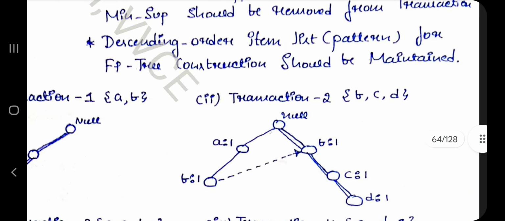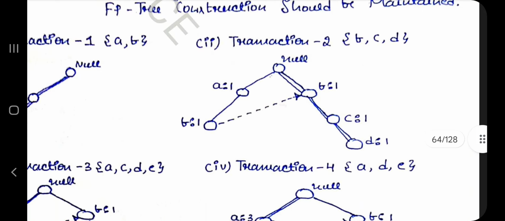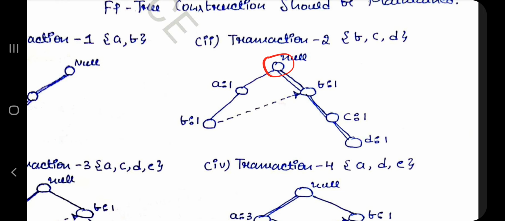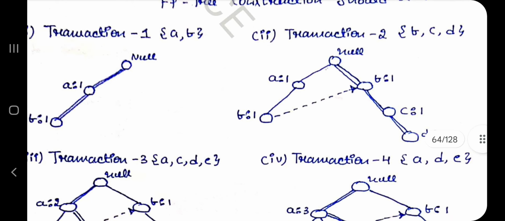Next, what is this transaction? BCD. How will you write it? Start from null and consider BCD. You will see whether B is connected to the null node or not. It's not, so you will make a new node B, and then a new node C and a new node D, because this is the first time and they are not already present there. Write 1 1 1. Whenever you get the same letter, make a dotted line to that letter.